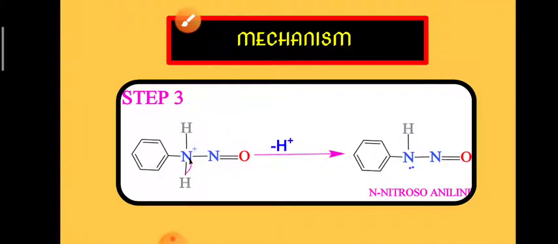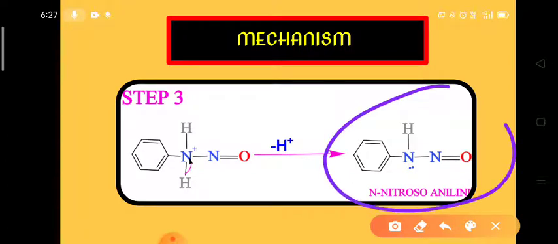In the third step, the H plus ion goes outside and we get the N-nitroso-aniline. This product is called the N-nitroso-aniline.